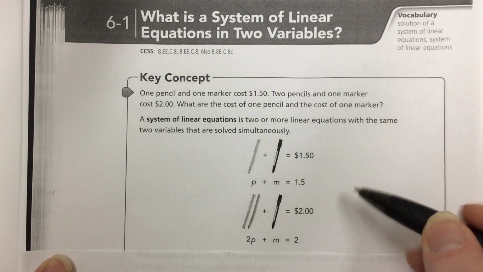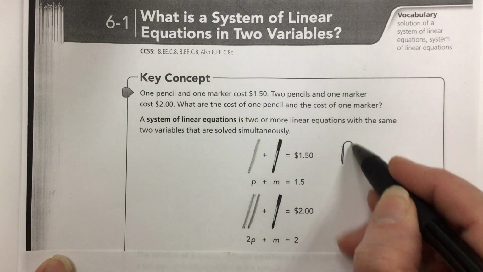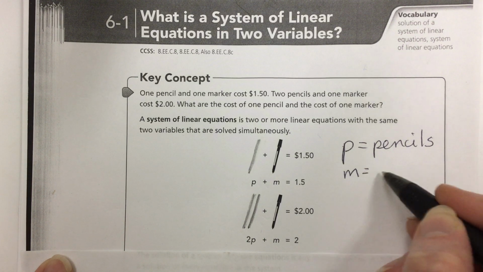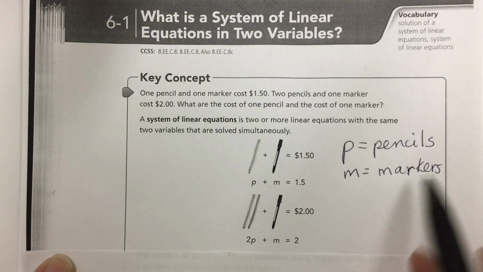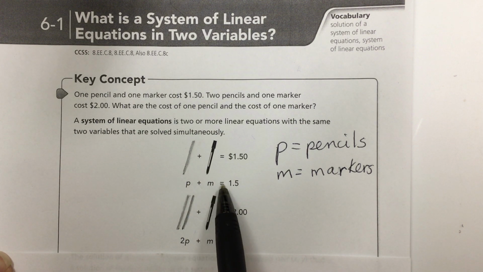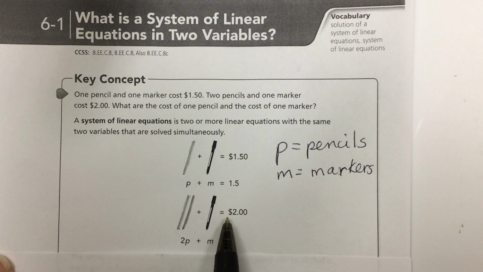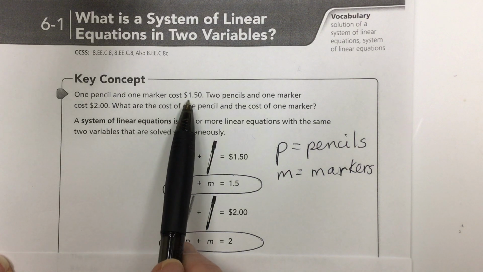Now, look at these equations. This is your equation that represents the diagram. We're going to let P stand for pencils. And we're going to let M represent markers. So, one pencil plus one marker equals $1.50. We can just put 1.5. Looking at this diagram here, we have two pencils plus one marker equals $2, or just 2. So here I have my two equations that I have formed from the problem.